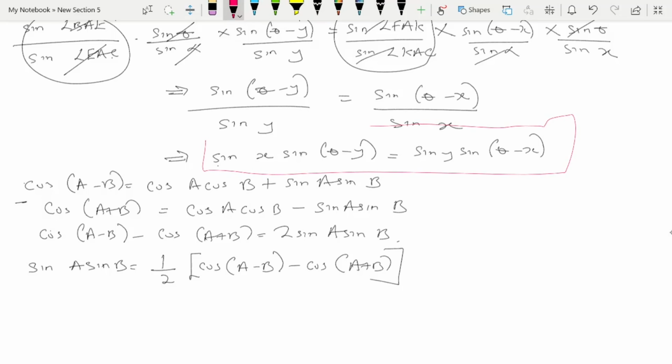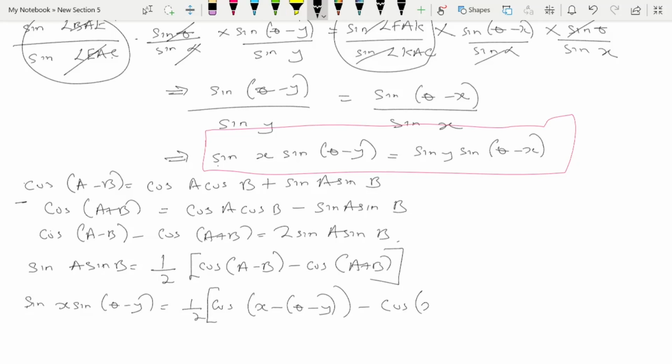So if I use that cos identity, it means that sin x sin(theta minus y) will be equal to, I can call A as x and B as y, it will have half into cos(x minus theta minus y) minus cos(x plus theta minus y), right?